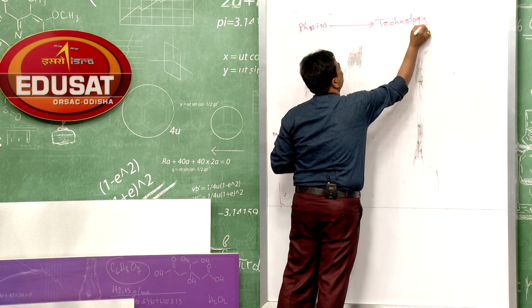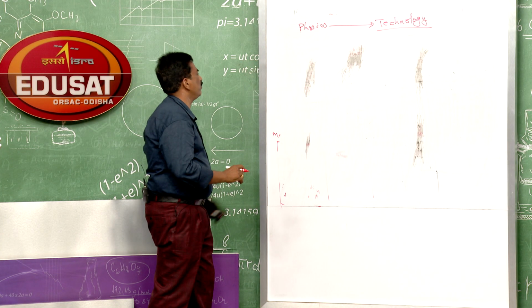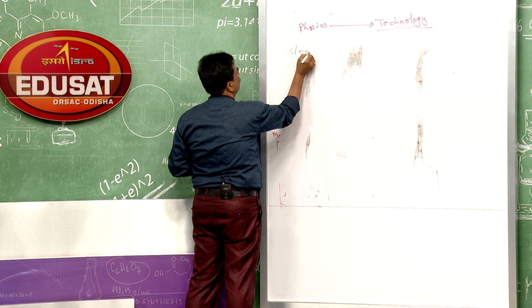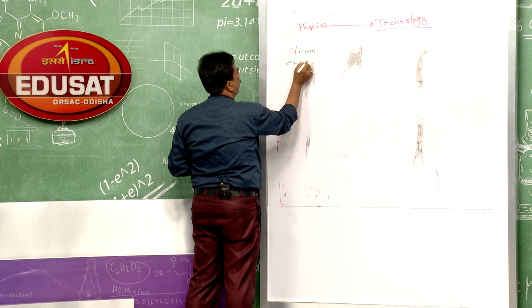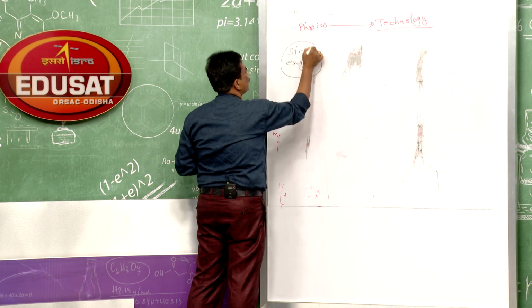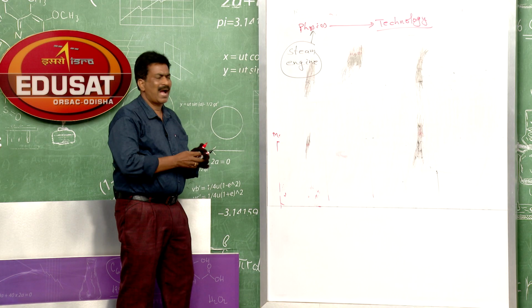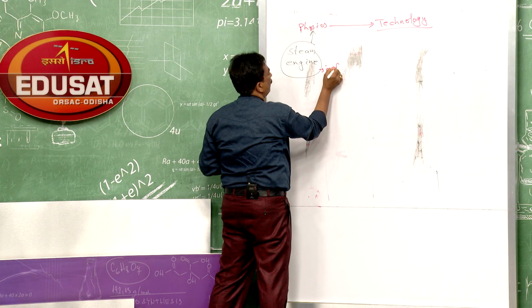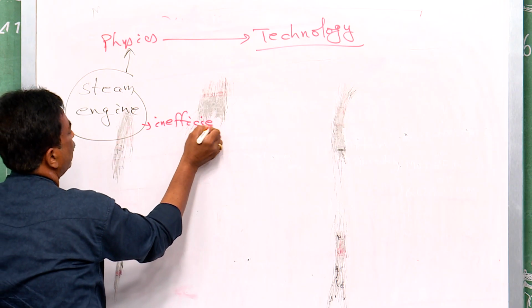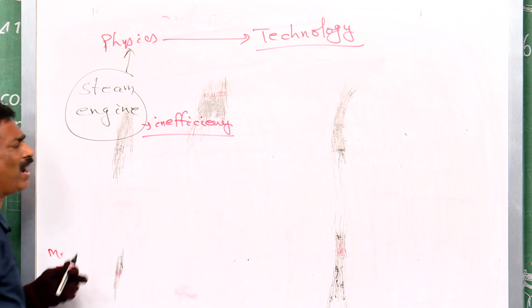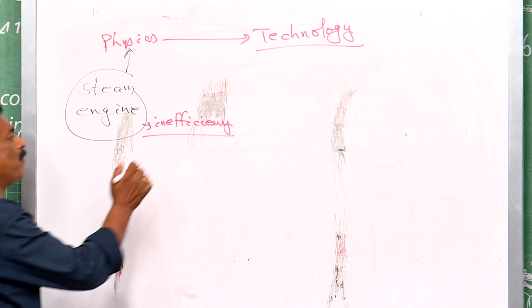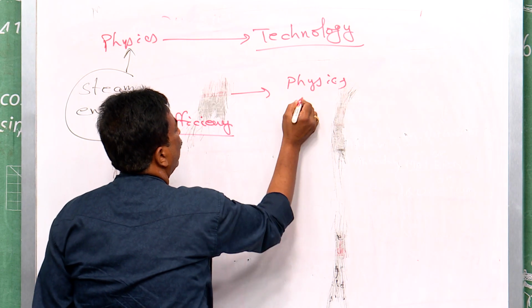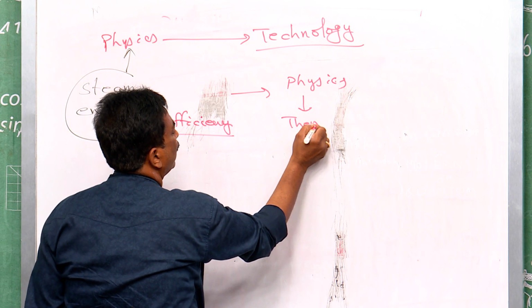Physics leads to technology. Suppose we know that in physics we came to know about the steam engine. This steam engine has its inefficiency. So to clarify its efficiency, you have to think about physics. Then we go for thermodynamics.